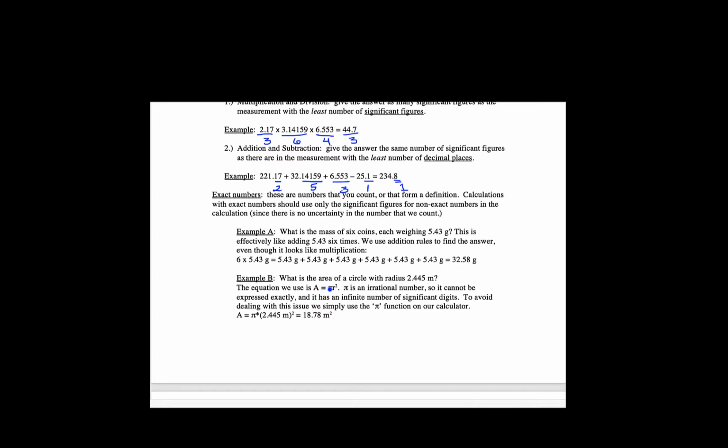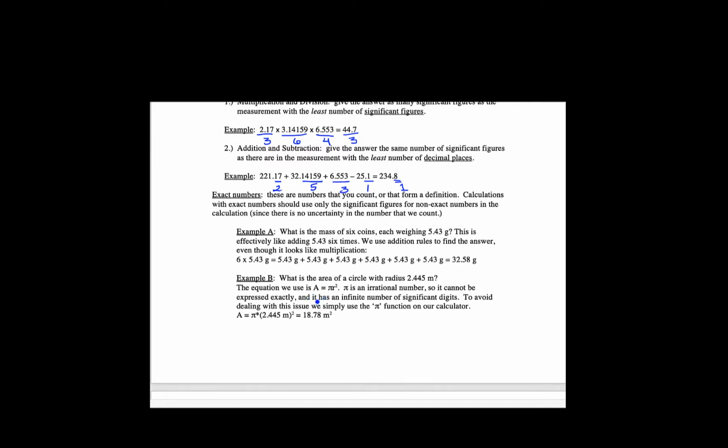The other thing that has exact numbers or lots of decimal places are generally constants, like the gas constant, Planck's constant, speed of light. All of these tend to have a lot of significant digits with them. Other numbers are things like pi and e.